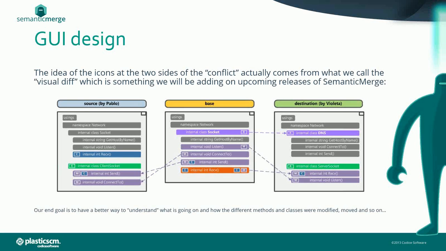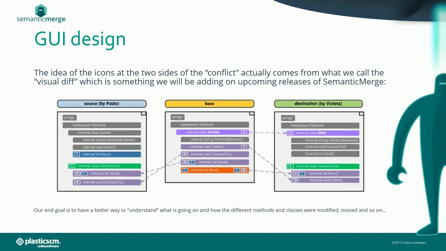So what you have now on the screen in Semantic Merge is actually the first step towards having something like this. Our goal is to create some sort of visual diff based on all the engine, all the core we already have, and be able to show the differences this way too. But what we have now is the fundamental idea behind it: you have the conflict, and you have the icons representing what it's all about. Okay, do you have any questions so far? We'll be more than happy to answer if you have any questions.